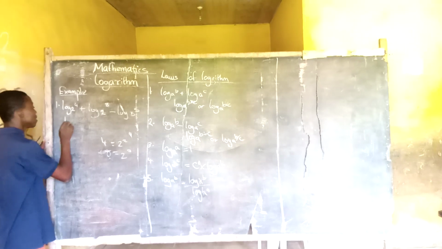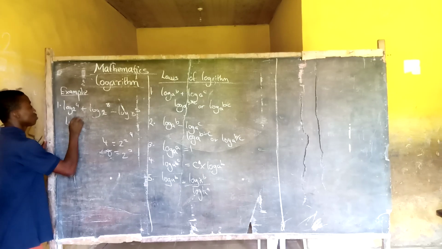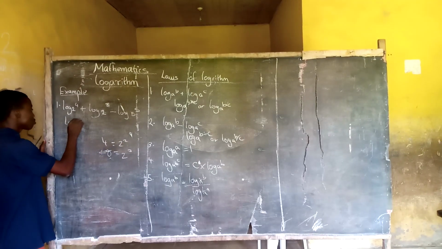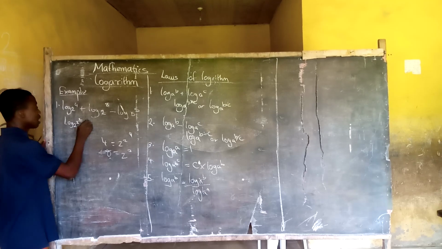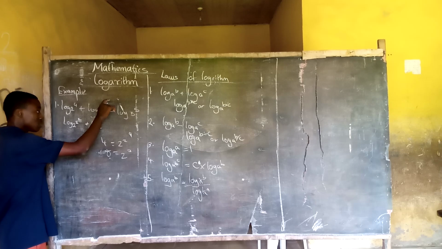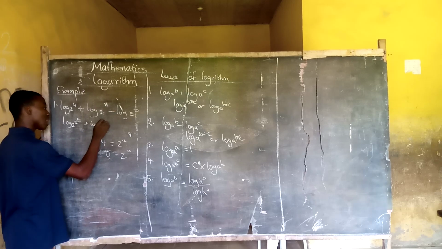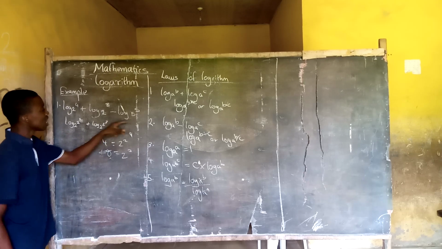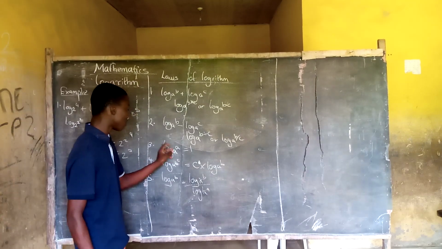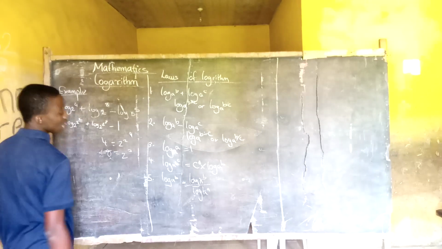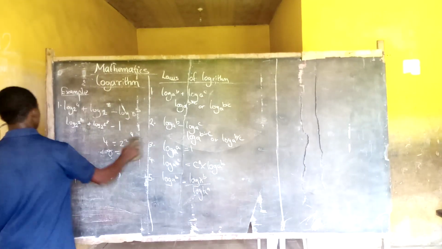Alright, now this is log to base 2 to power 2, because I'm using 2 to power 2 to represent 4, then plus log to base 2 to power 3, because I'm using 2 to power 3 to represent 8. Then minus log 5 to power 5, which from log number 3 is going to give us 1. So if I add this 1 there, I have no problem with it.